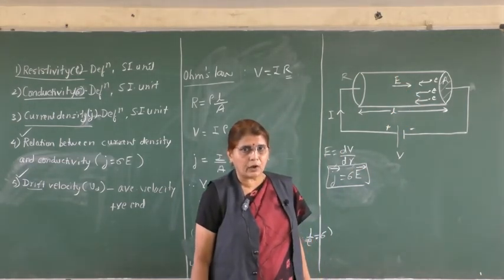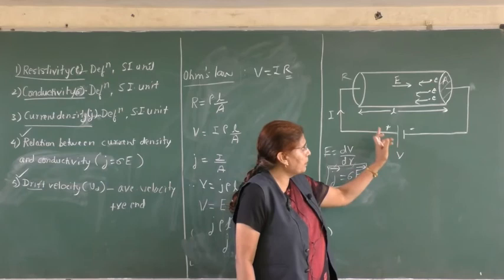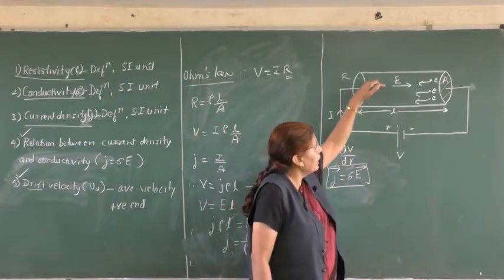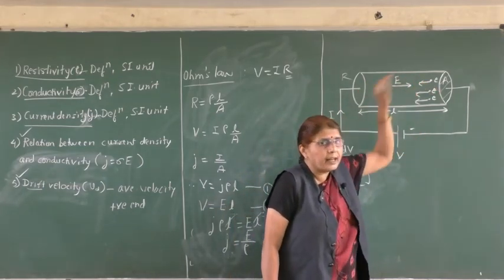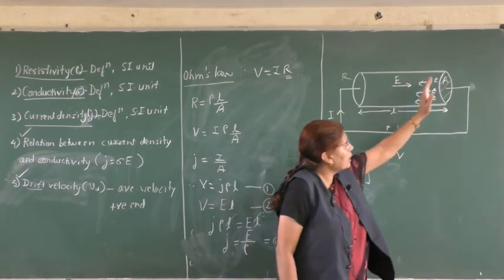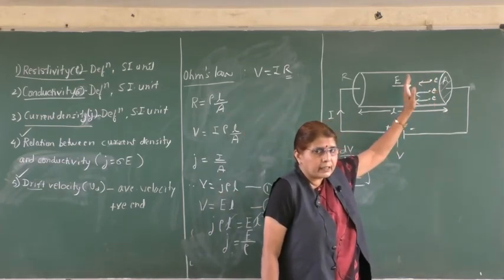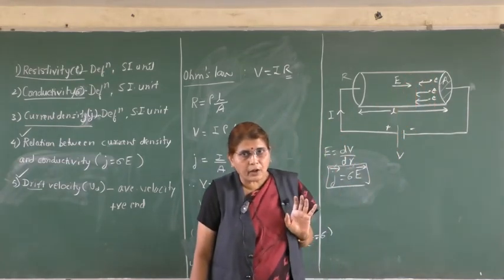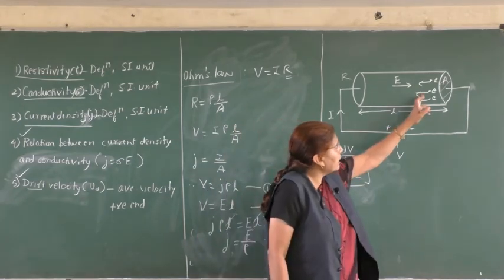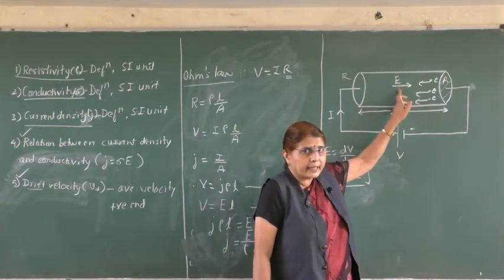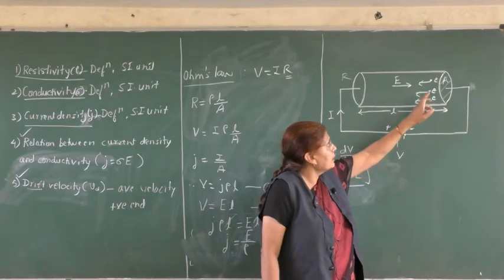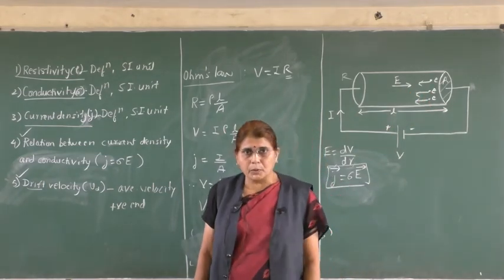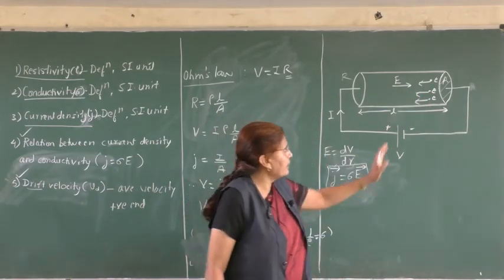Now you can see the direction of this velocity and the electric field. The electric field, as you already know, is directed from the positive terminal to the negative terminal. The electric field is in this direction, whereas the electrons are moving in the opposite direction. So the direction of drift velocity is always opposite to that of the electric field. This is the important point you have to note down.